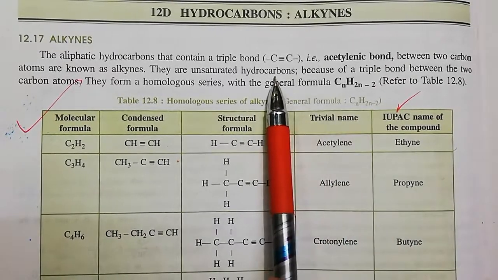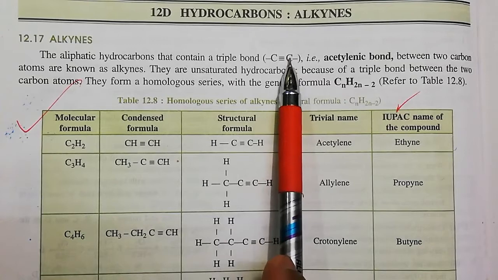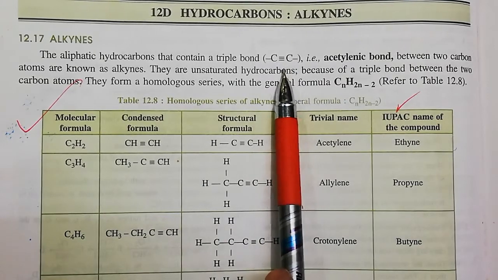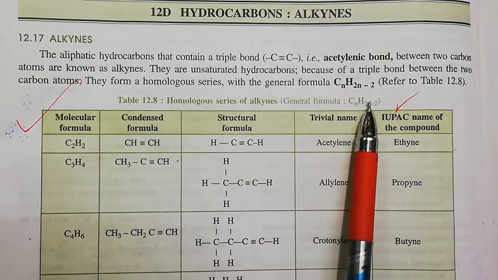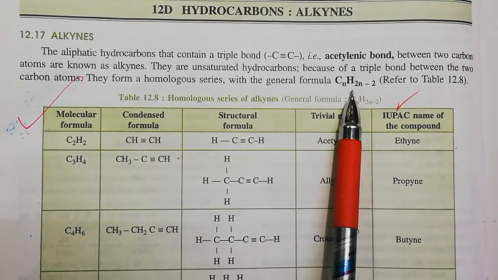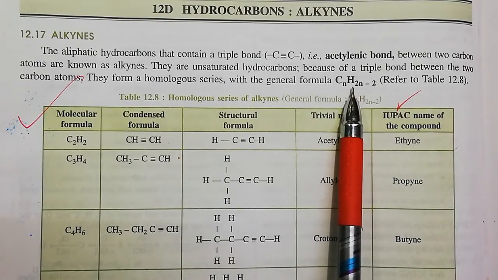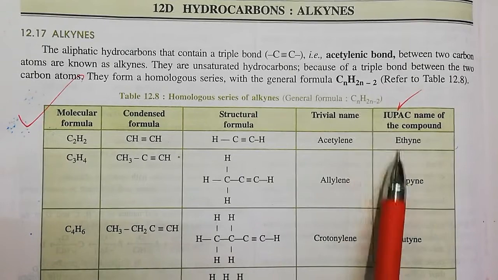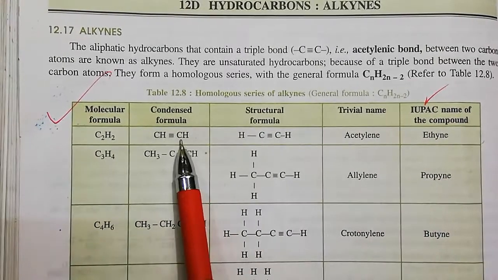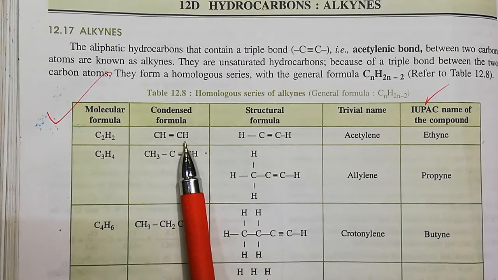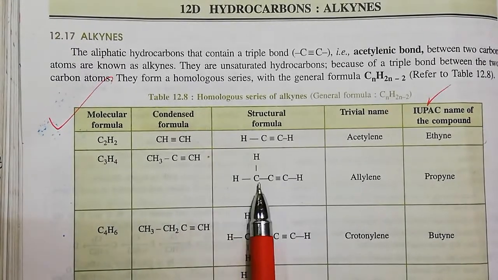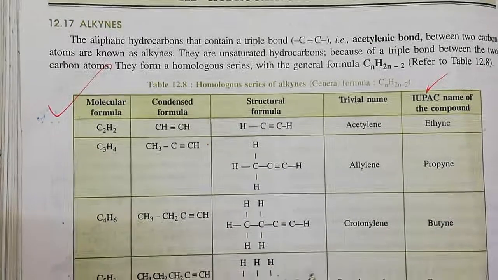Alkyne means there should be at least one carbon-carbon triple bond, and their general formula is CnH2n-2. Do not forget, their general formula is CnH2n-2, and the first member of the alkyne series is ethyne, CH triple bond CH. Then we have propyne and butyne, and so on.